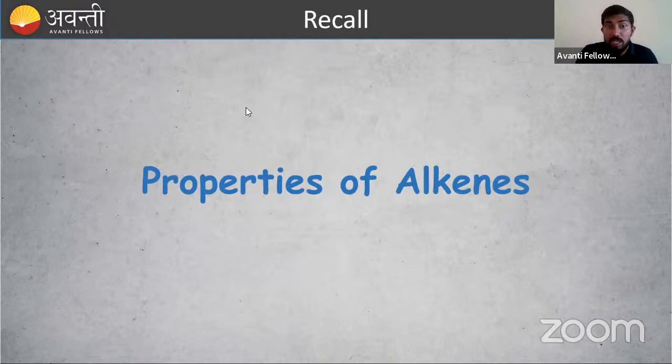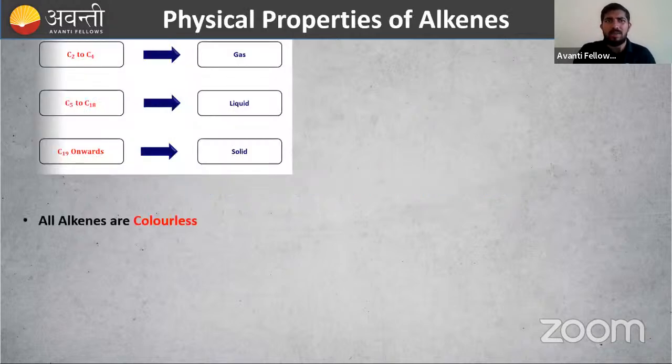Now we have to study the properties of alkenes. There are very simple properties for alkenes. What is that? The lower members, C2 to C4, are in gaseous state. Why? Molecular mass is very low, van der Waals force of attraction is very low, so they are far away from each other. So they exist in gaseous state.